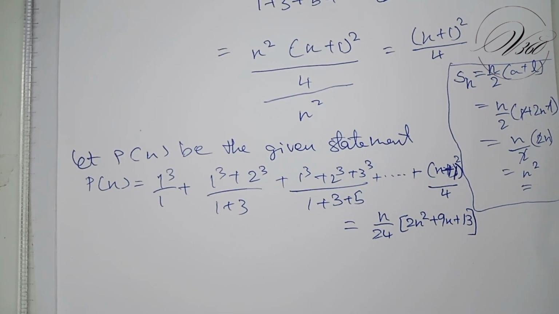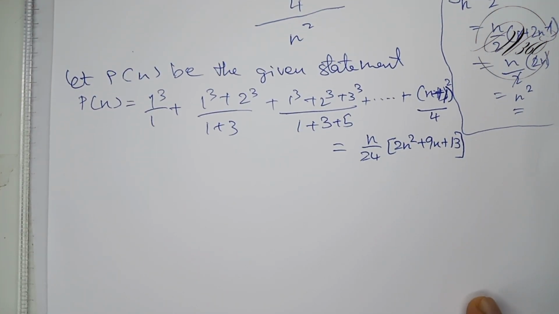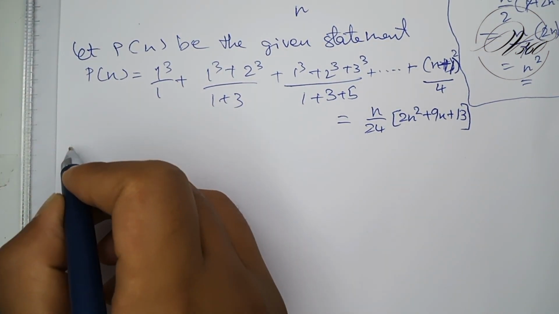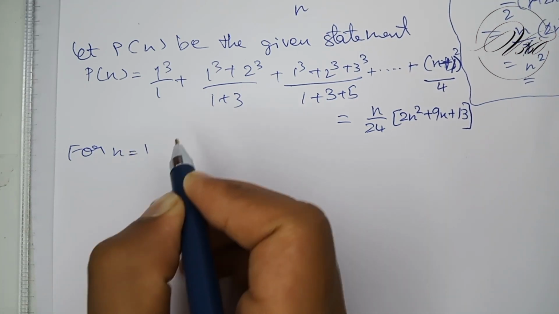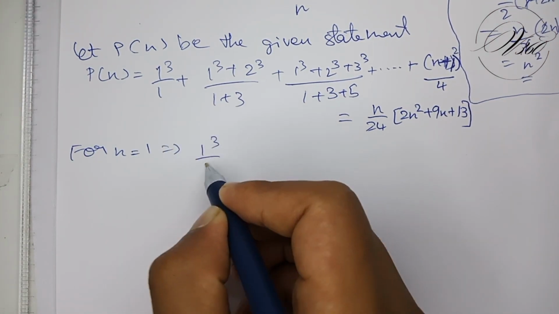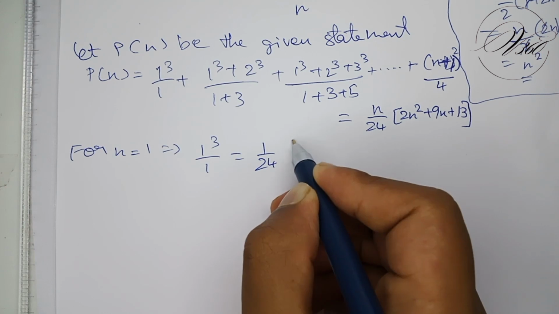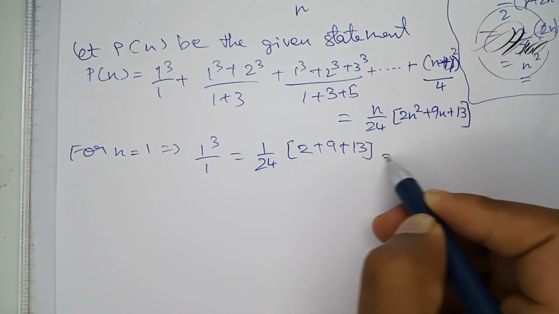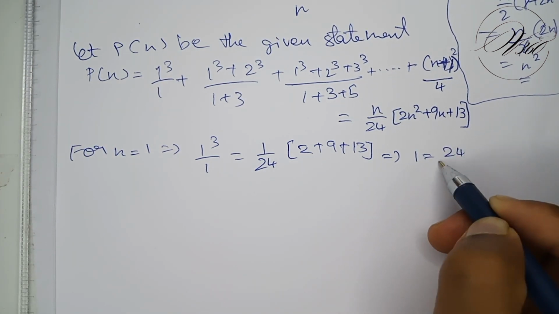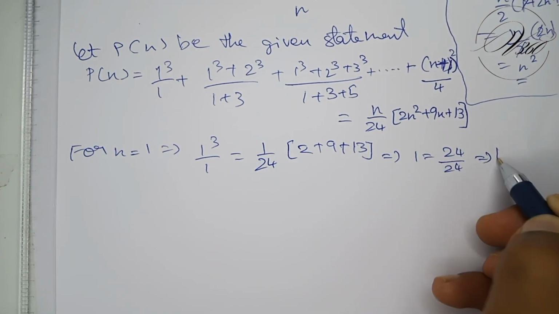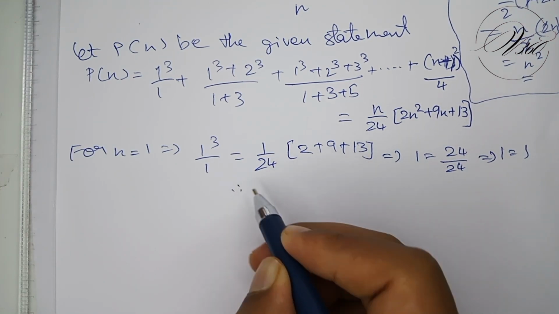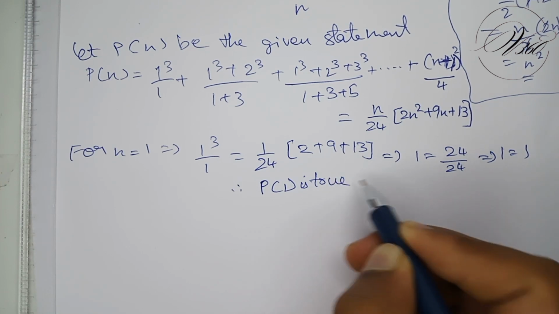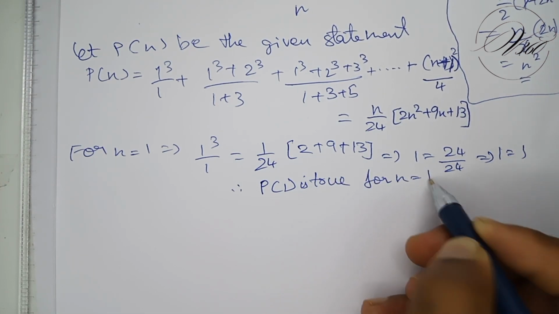Okay, now let us write for n is equals to 1, which is equals to 1 cube by 1 is equals to 1 by 24 of 2 plus 9 plus 13, which is equals to 1 is equals to 24 by 24, which is equals to 1 equals to 1. Therefore, we can write here p of 1 is true for n equals to 1.